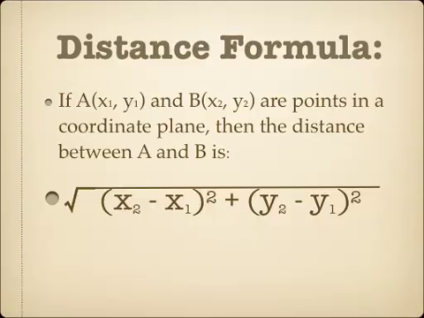The distance formula says that if A and B are points in a coordinate plane, then the distance between A and B is the square root of (x sub 2 minus x sub 1) squared plus (y sub 2 minus y sub 1) squared. Notice the sub 2's and sub 1's. That simply means that x sub 2 and y sub 2 come from the same ordered pair, and x sub 1 and y sub 1 come from the same ordered pair, or the same point. You should have seen this in the slope formula when you're calculating the slope given 2 points.